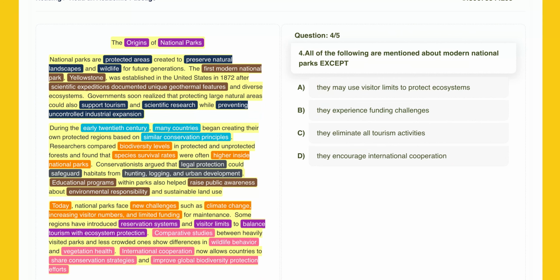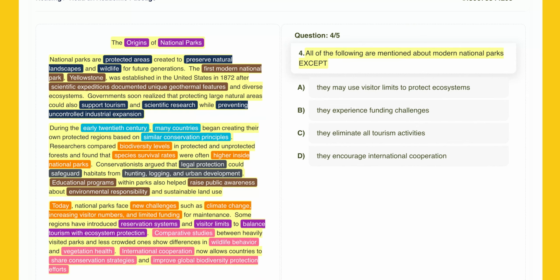Let's handle the fourth question. This is a negative factual information question, indicated by the word except. All of the following are mentioned about modern national parks, except. This question asks, what is not mentioned about modern national parks? We need to check each option against paragraph 3, which discusses today and modern parks. We are looking for the option that is false or missing.